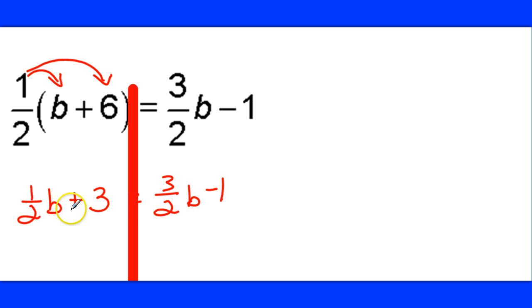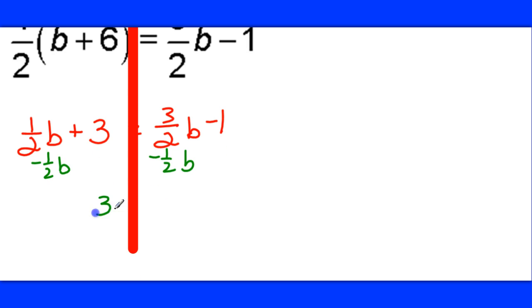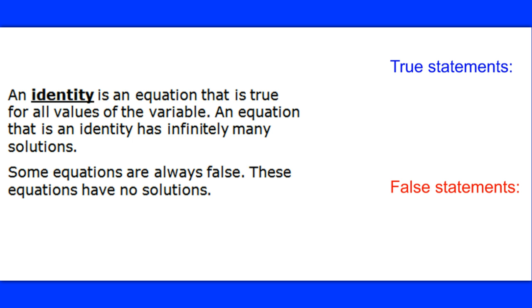I can get the b's all on one side by subtracting 1/2 b from both sides. That's going to give me 3 is equal to 3/2 b minus 1/2 b is 2/2 b, which is 1b minus 1, and then finish it up by adding 1 to both sides. 4 is equal to b. This is not bad. This is not hard.